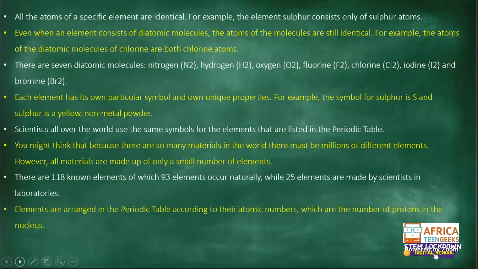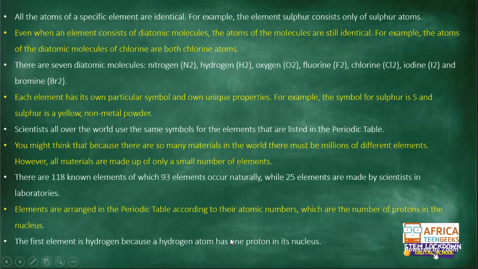So elements are arranged in the periodic table according to their atomic numbers, which are the numbers of protons in the nucleus. You need to understand this. That means that if the atomic number is growing, it has more protons and more electrons. So we know how elements are arranged. It grows according to its atomic number. Now, the first element is hydrogen, because hydrogen has one proton in its nucleus. So hydrogen has an atomic number of 1.